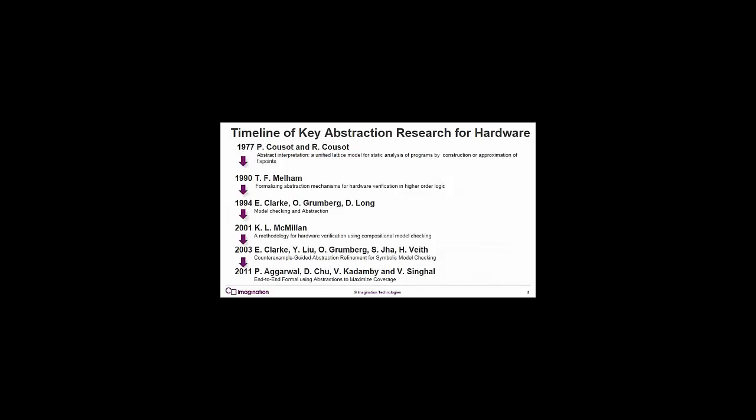This is not an exhaustive list. If you Google for abstraction or things like that, you'll get tons and tons of papers. And I did spend some time making this slide, thinking whether I'm doing justice to some of my forefathers in the field.